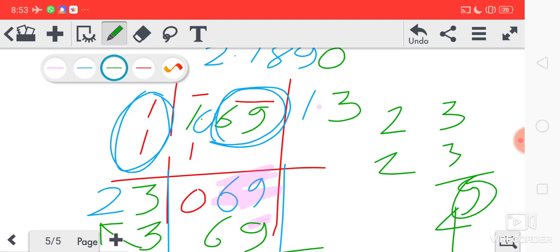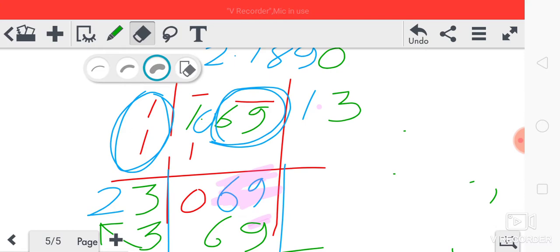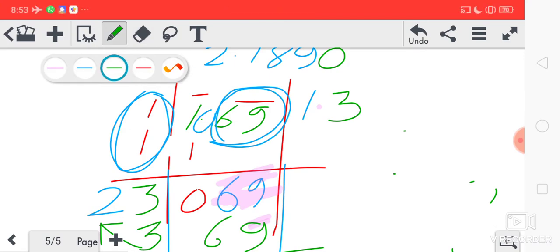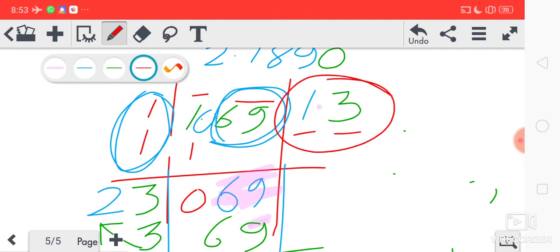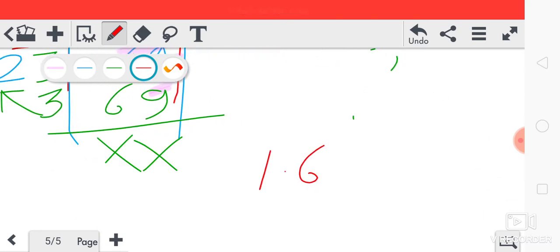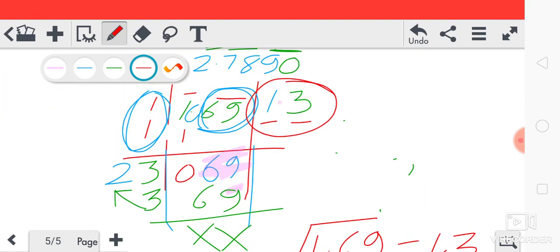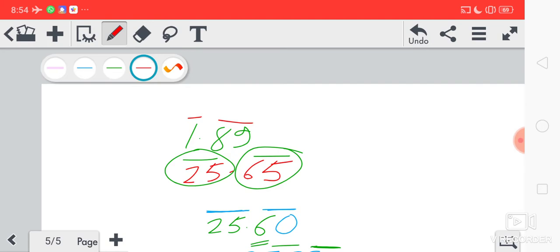Now on the right side, what answer are we getting? On the right side, first of all we got 1, then decimal, then 3, so 1.3 we are getting. So what can we write? The square root of 1.69, how much are we getting? 1.3. Okay, now come to another question.